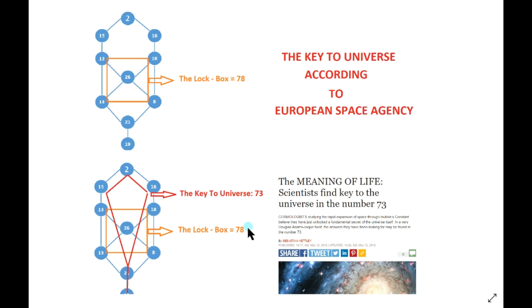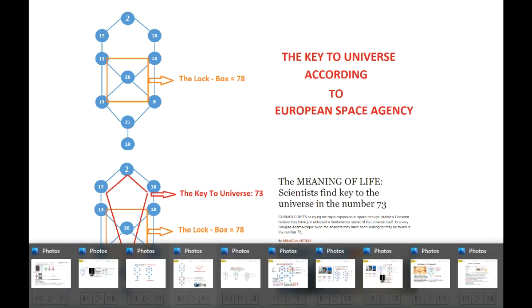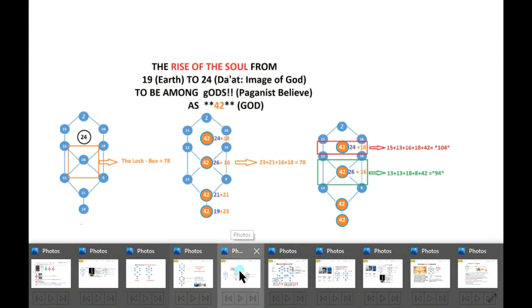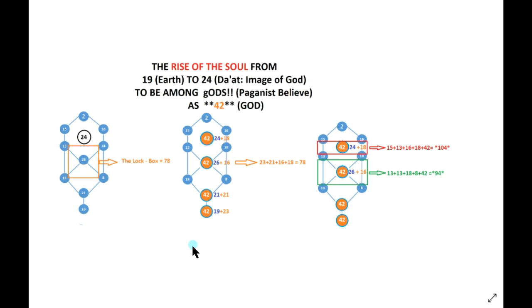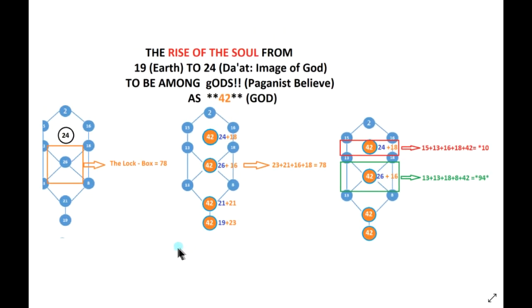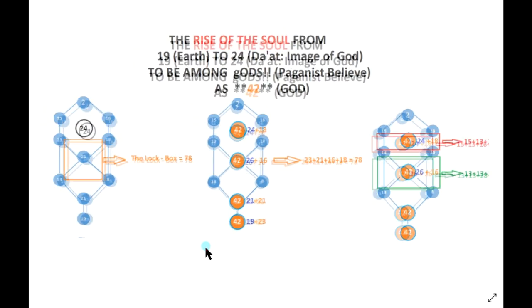So basically, in this article, the European Space Agency talks about having found the number 73 as the key to the universe. Basically, it represents the speed by which the universe is expanding. But what I want you to focus on is that the lock is what? 78. Now, when we move to the Tree of Life as the representation of what? Of the human anatomy. Okay?